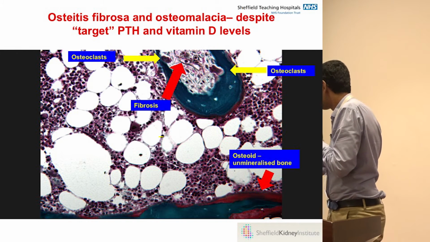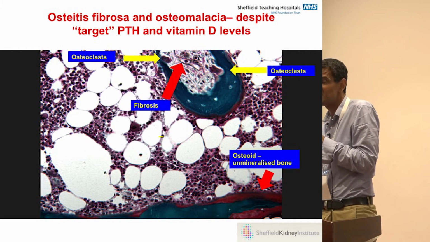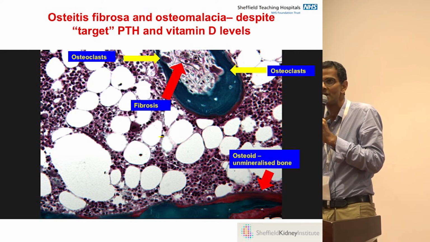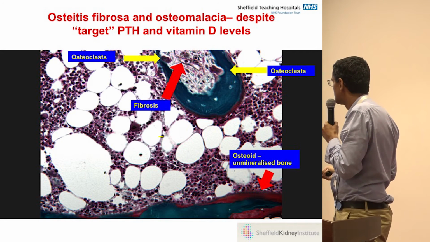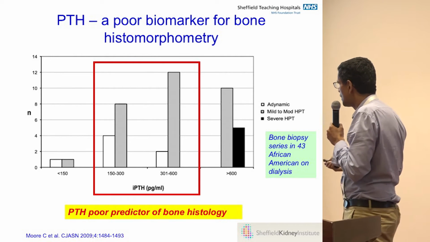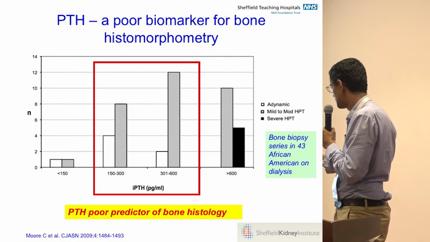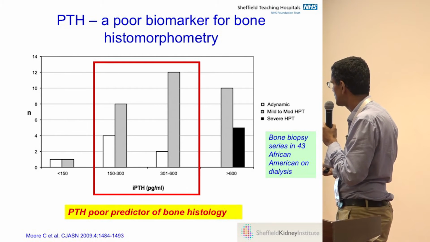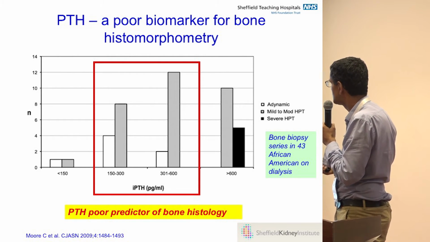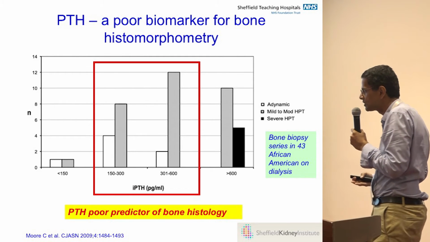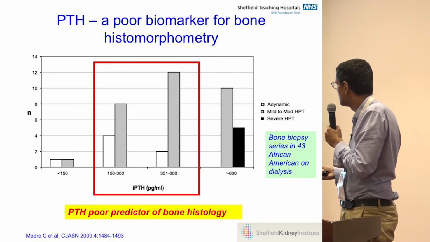Okay? So what that tells you is that PTH is okay, but not that good a marker for bone turnover. Because, of course, PTH just tells you what's going on in the parathyroid gland. It doesn't tell you what's really going on in the bone. And a number of other groups have found this. This is a study in African Americans, where if you take the PTH range between 2 and 8 times the upper limit of normal, some patients in the white bars will have adynamic bone disease, and others in the grey bars will have higher turnover bone disease. So you can still have adynamic bone disease despite being in the target range for PTH.